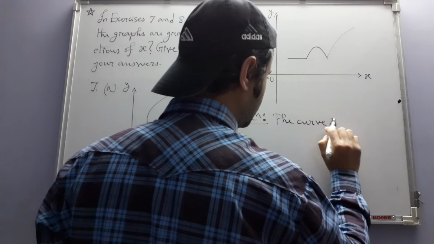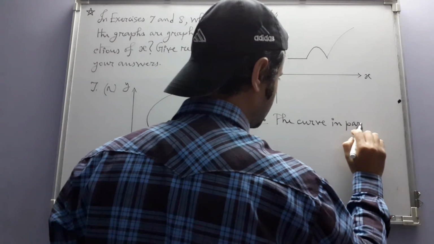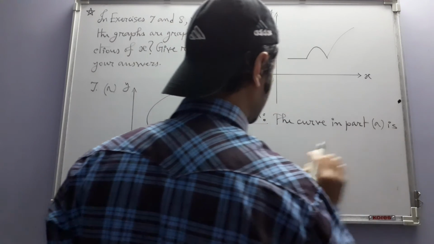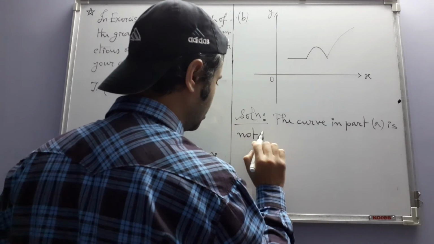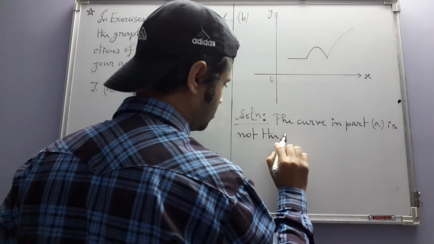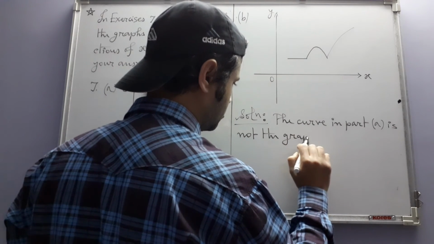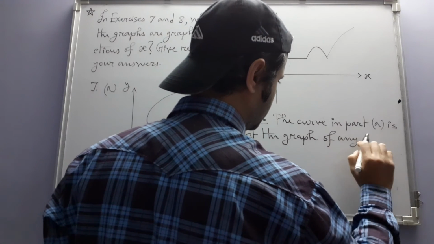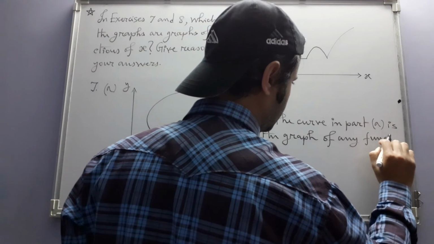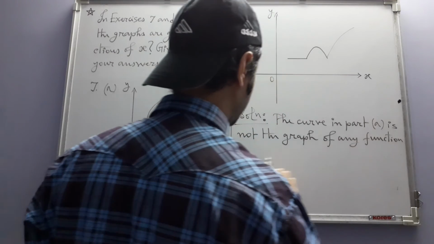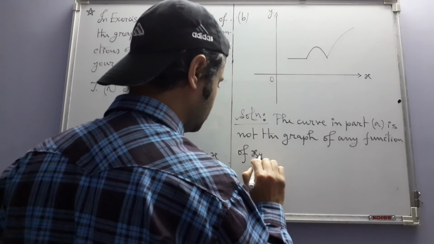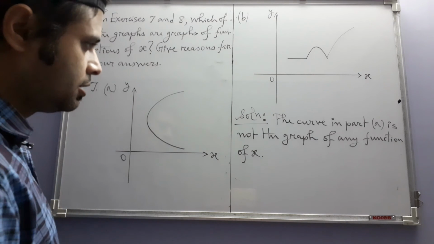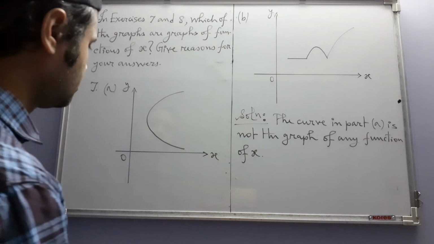The curve in part A is not the graph of any function of x. What is the reason for that? The reason is the vertical line test.